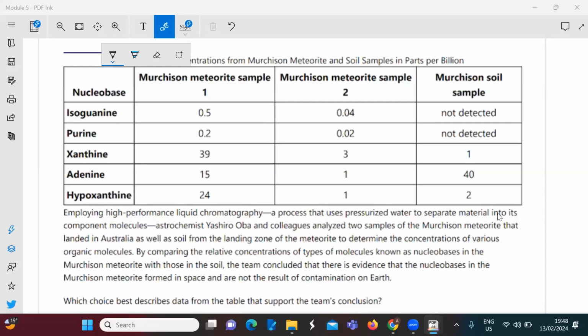So, data-driven questions, credits to the College Board for the material. SAT reading.